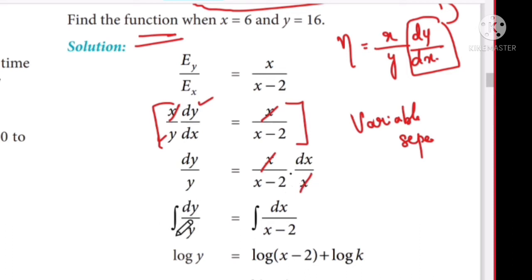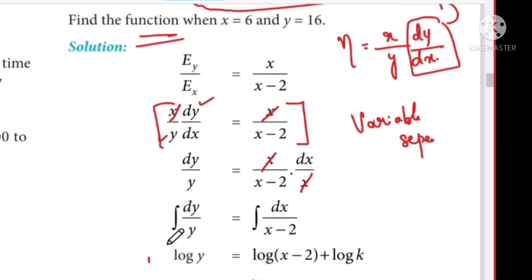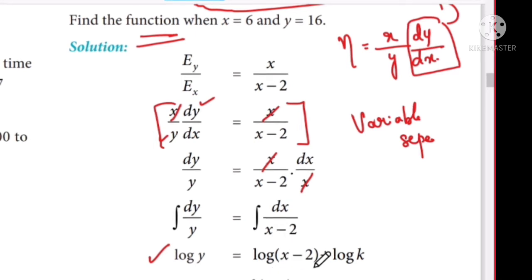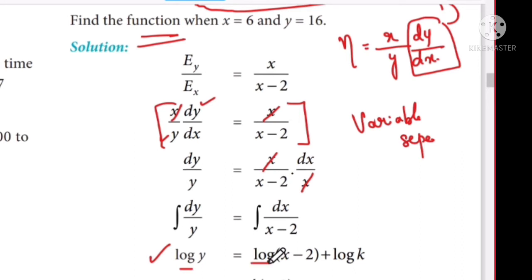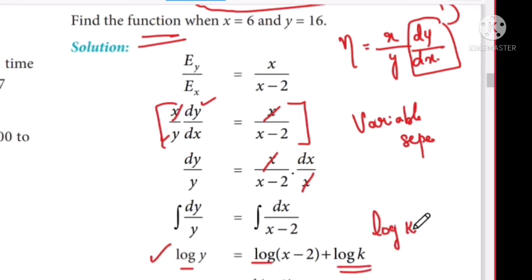When you separate the variables, dy by y is dx by x minus 2. Now integrate. After separating the variables, you can integrate. So integration of 1 by y is log y. Integration of 1 by x minus 2 is log of x minus 2. And there is a constant. Because you have log everywhere, the constant you can write as log k. Usually we write it as c or k.